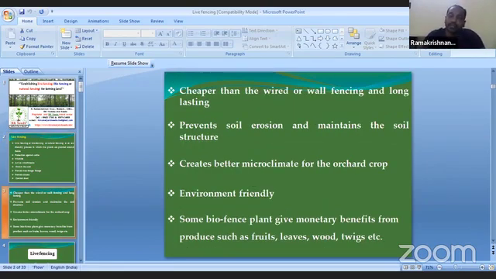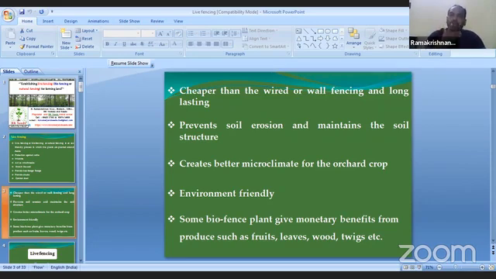Then, it is cheaper than wire or wall fencing, and long lasting. Yes. If we go for wire fencing, wall fencing or barbed wire fencing, easy maintenance is not possible. All the time we need labor for maintenance. But with natural fencing, bio fencing or live fencing, there is no need for labor. Our agricultural labor is easily available, and damage is easily repaired. So it is possible.